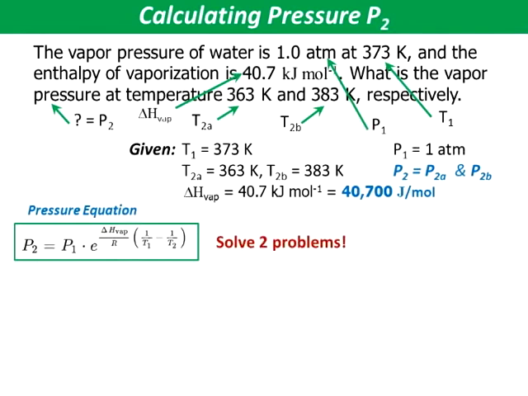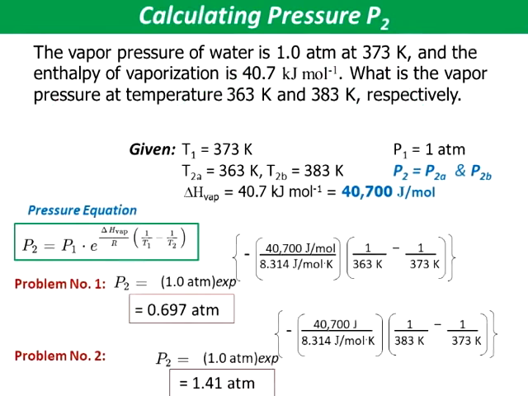When we write out these variables, we recognize that we're working 2 problems, and that's important to note, that you're actually looking for 2 solutions. You're looking for the solution with 363 K, and you look for the solution with 383 K. These problems are treated as 2 independent problems.